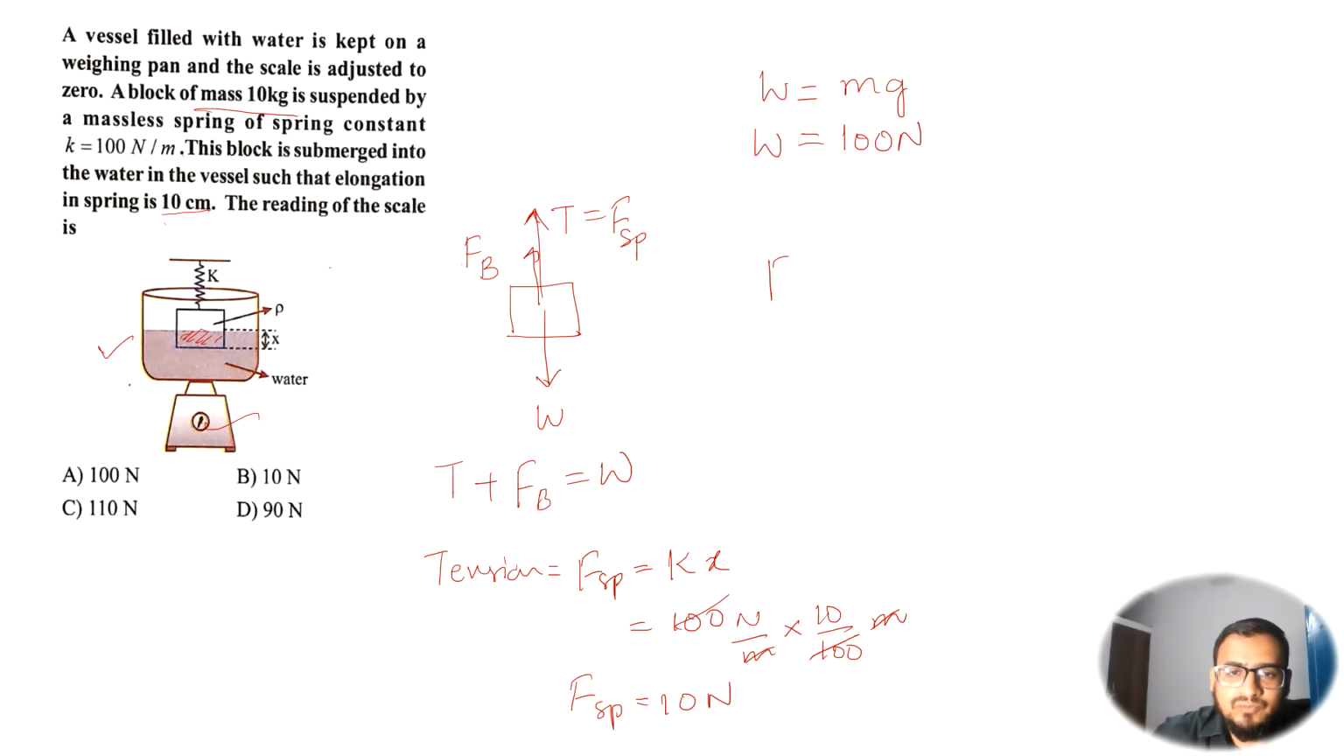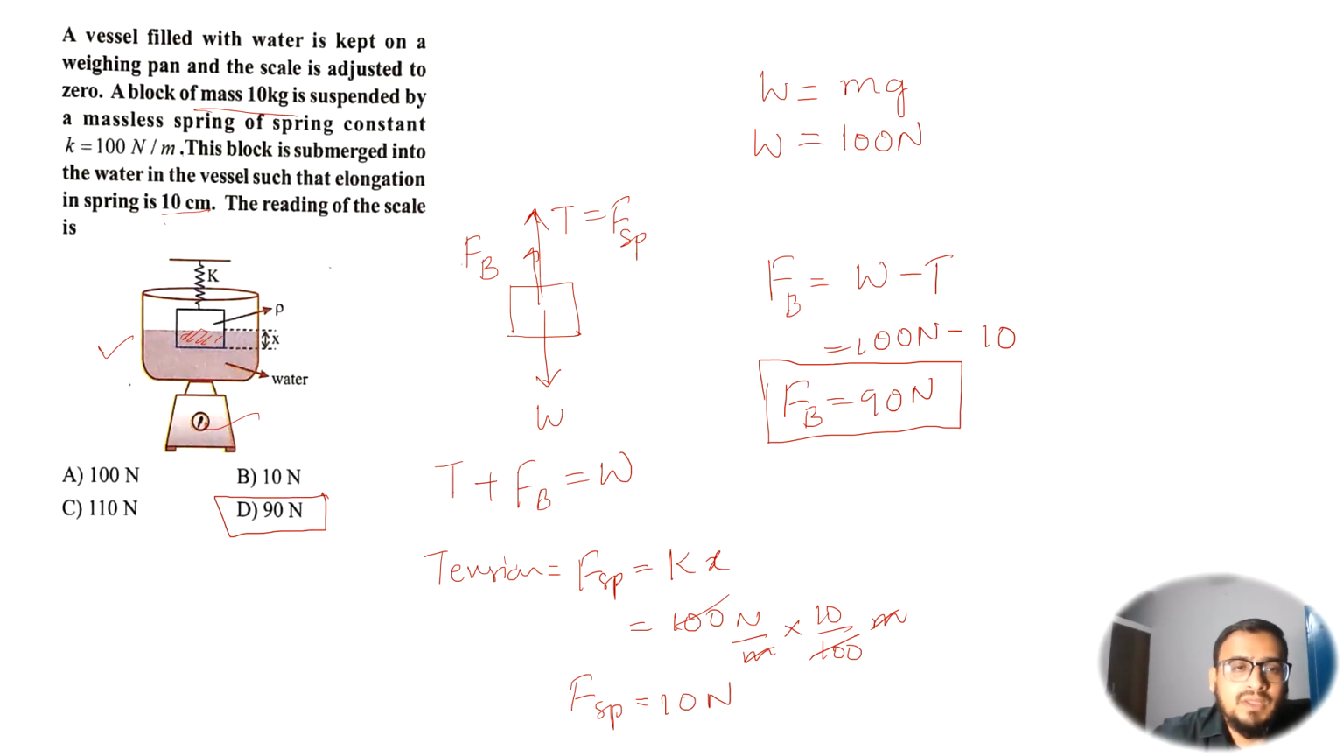What is the force of buoyancy acting now? This is weight minus tension, which is 100 newtons minus 10 newtons, turning out to be 90 newtons. This force of buoyancy is nothing but the scale reading that we have. So the scale reading will be 90 newtons. I will be showing you a similar problem next.